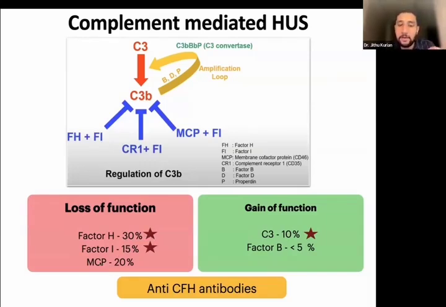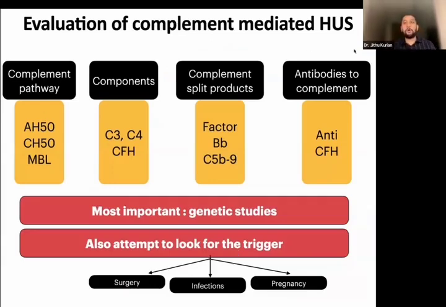MCP, being a membrane cofactor protein, is membrane bound, so the donor kidney provides it, and hence this has less chance of recurrence in the transplanted kidney. The third and last important one is the CFH antibody, which is very relevant in the Indian population, because anti-CFH antibodies combine with factor H and prevent its activation. Hence, CFH antibody is also an important cause, not a result of a mutation.